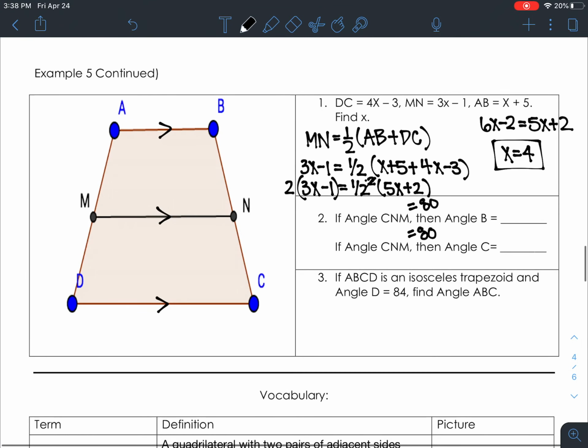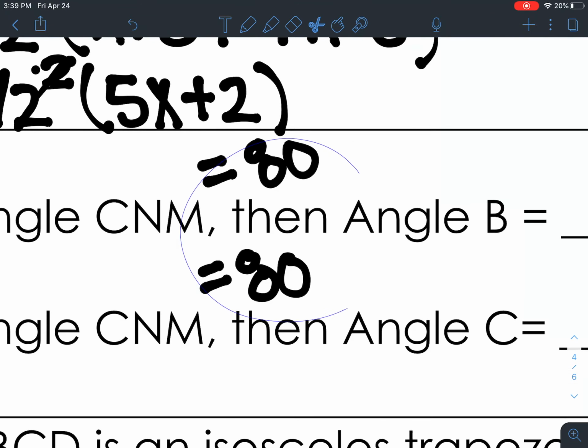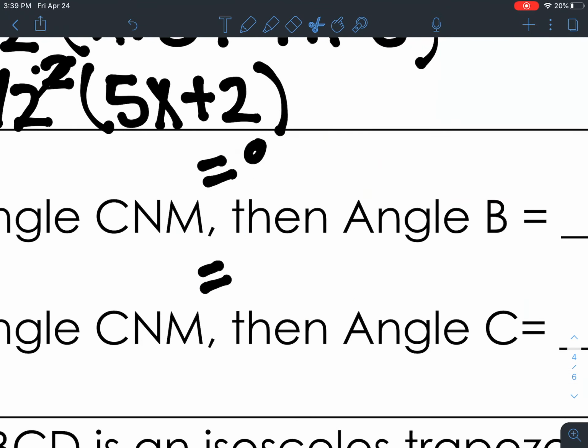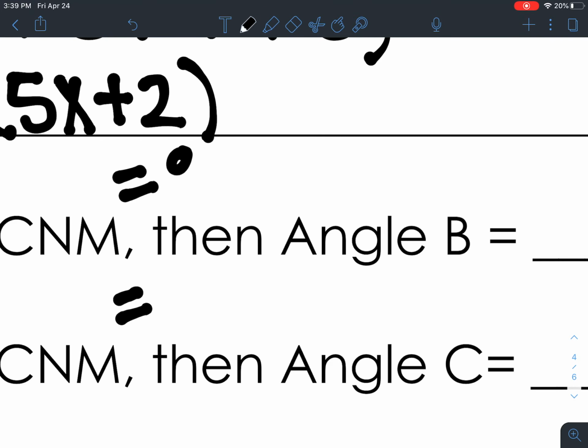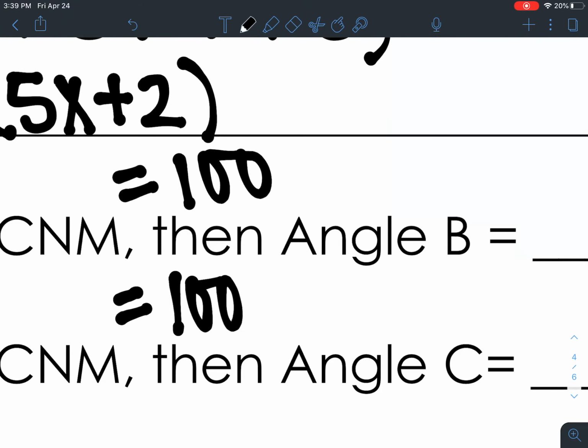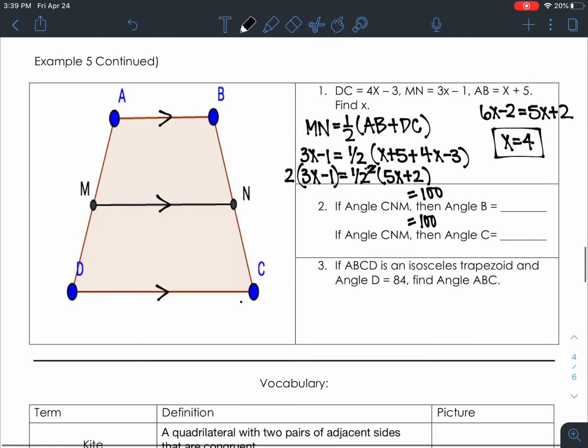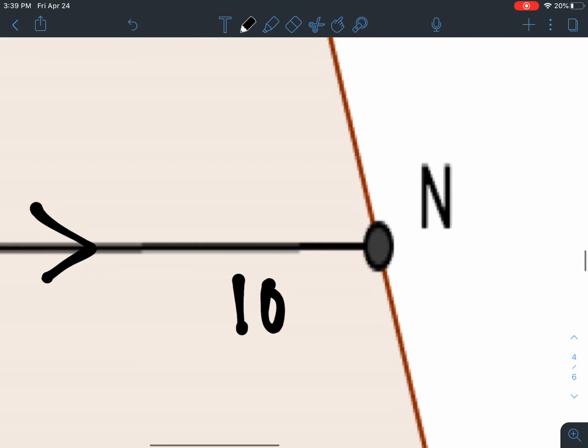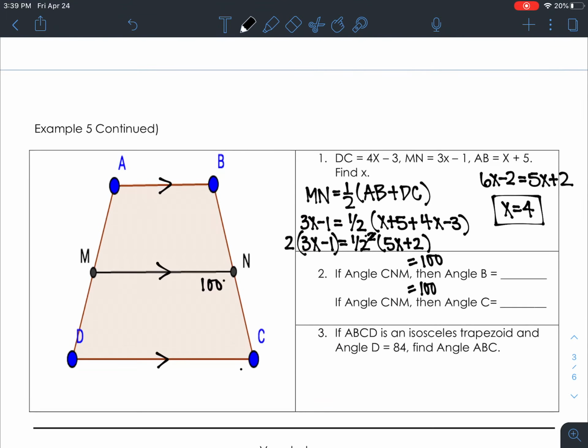So it says that angle CNM, oh, let's change that. That's not to scale. All right, let's say it's 100. That'll be better. And we're going to keep it 100 in this one too. Now that's better. So angle CNM is 100 degrees. We need to find what angle B is.